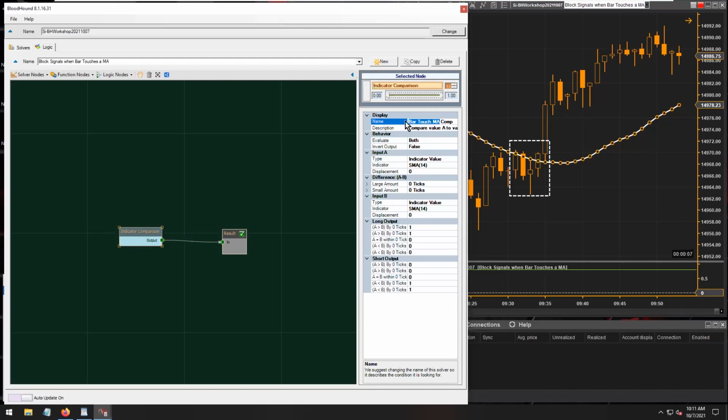All right. I gave it a name. So always remember, it's very important to name your solvers so that you have some idea of what your solver is actually doing. So, all right, so input A, that'll be the price, the high and low of the bar.